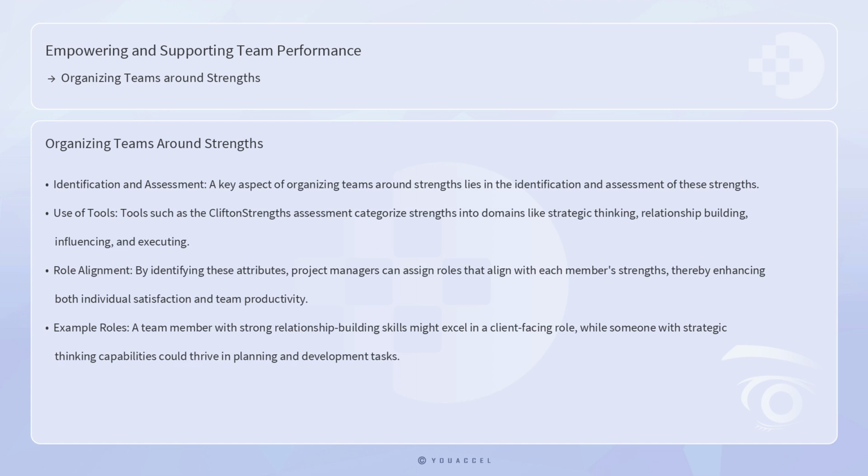A key aspect of organizing teams around strengths lies in the identification and assessment of these strengths. Tools such as the Clifton Strengths Assessment, which categorizes strengths into domains like strategic thinking, relationship building, influencing, and executing, can be pivotal. By identifying these attributes, project managers can assign roles that align with each member's strengths, thereby enhancing both individual satisfaction and team productivity. For example, a team member with strong relationship-building skills might excel in a client-facing role, while someone with strategic thinking capabilities could thrive in planning and development tasks.